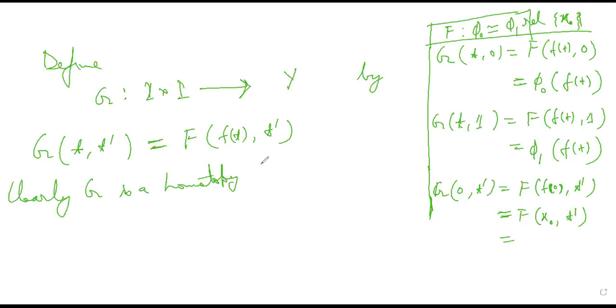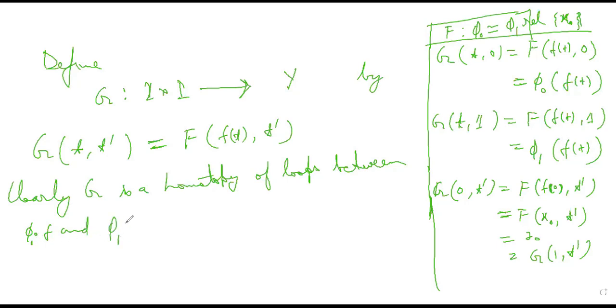Okay, this homotopy will be relative to x naught. So this capital F at (x naught, t naught) is of course y naught, and this is basically going to be G1 at t naught, similarly. So clearly G is a homotopy of loops between phi naught composed F and phi 1 composed F.